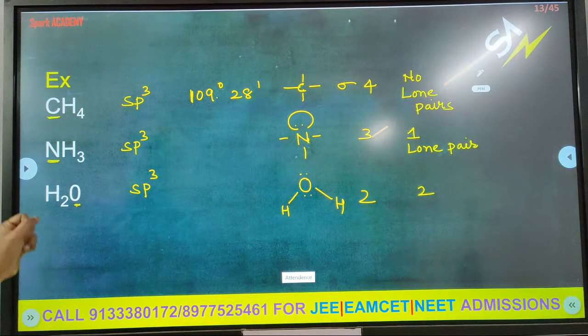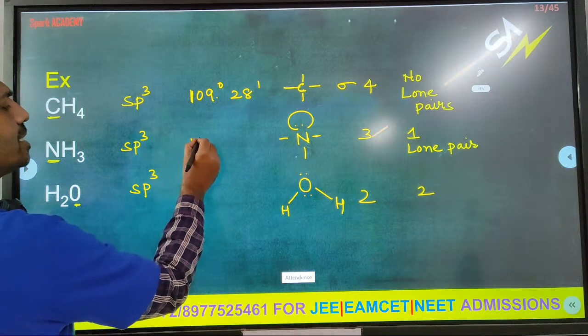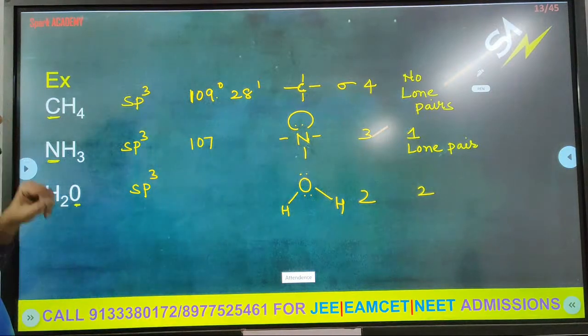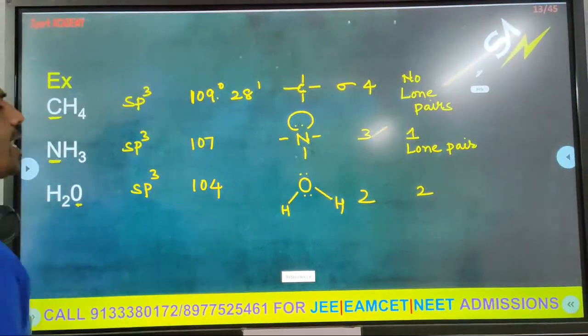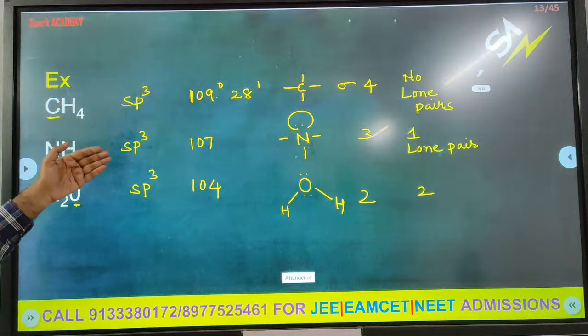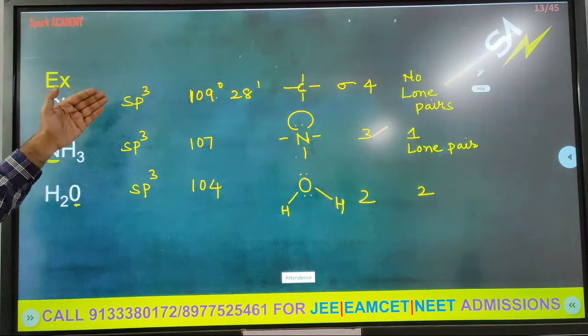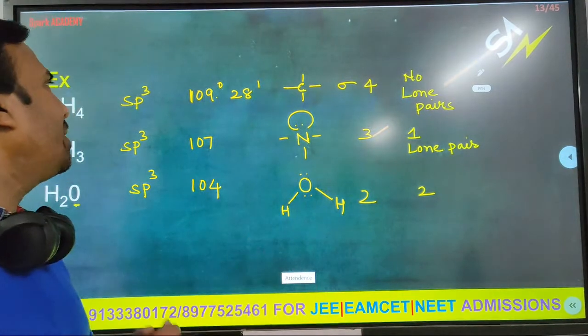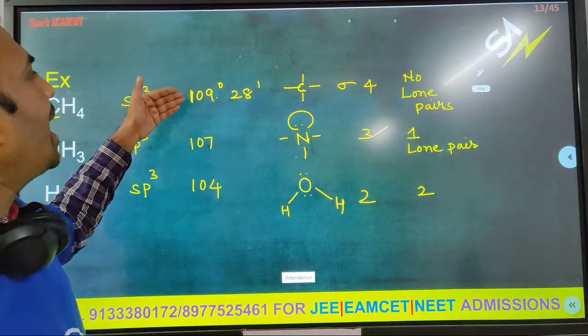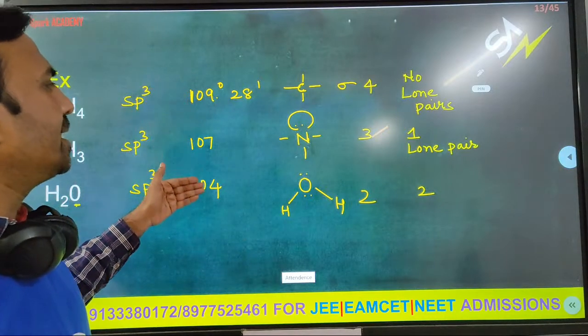Now, question. What is the bond angle in the case of ammonia? 107. What is the bond angle in the case of a water molecule? 104. Why? The hybridization is the same. These molecules all contain the same sp3 hybridization, and yet the bond angle decreases.